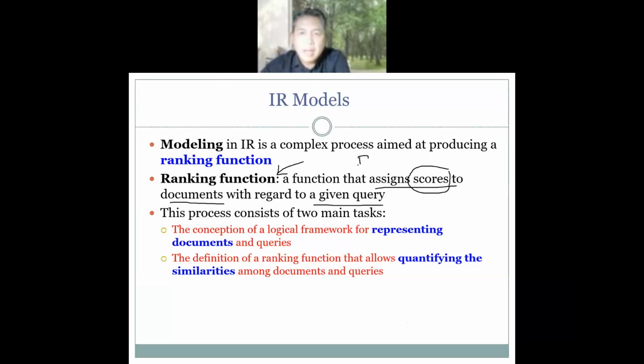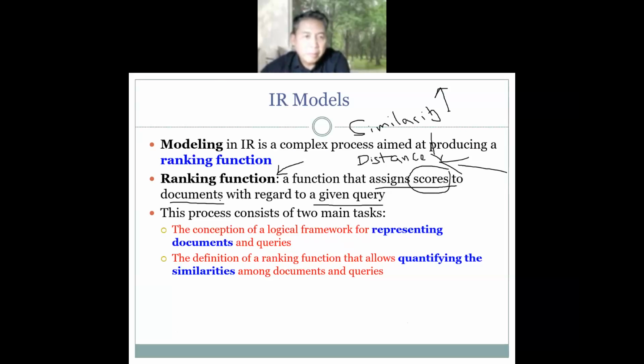Okay, it depends on how you measure them. If you are measuring the distance, the smaller the distance, the more similar they are. But if you are measuring the similarity, then the higher the value, the more similar they are. If you are talking about distance, the smaller the distance between the query and the document, the more similar they are.